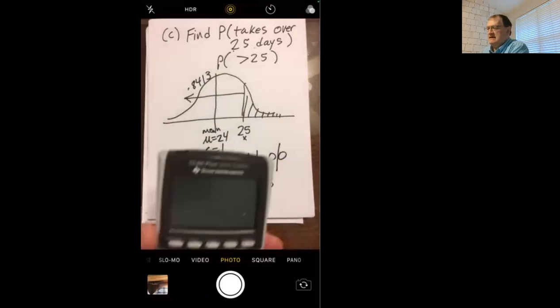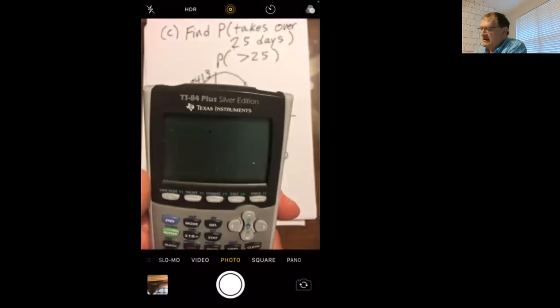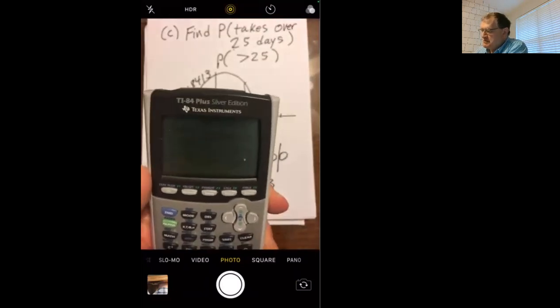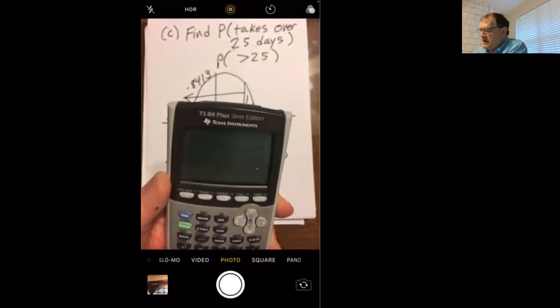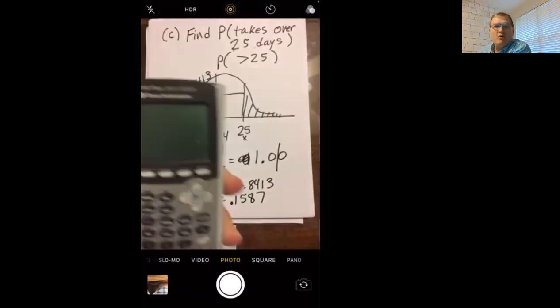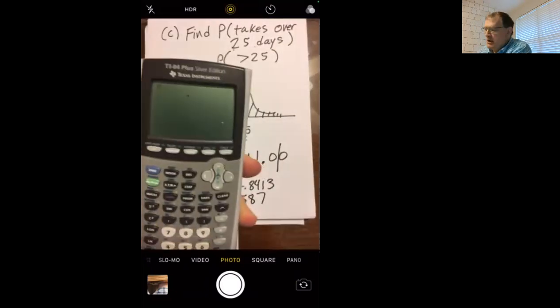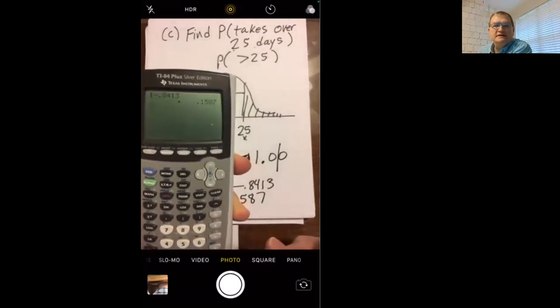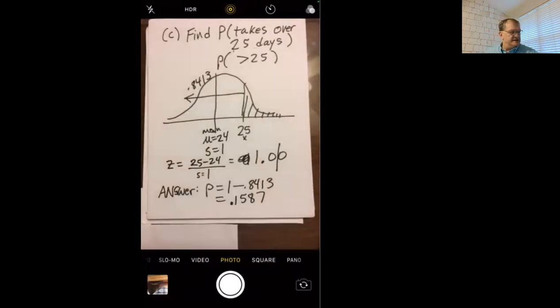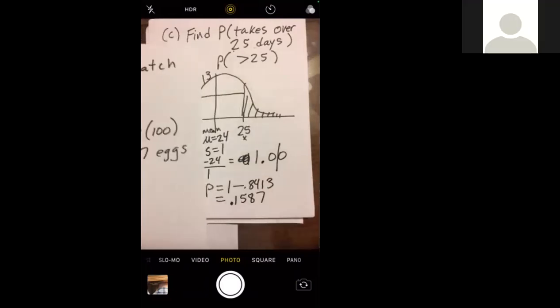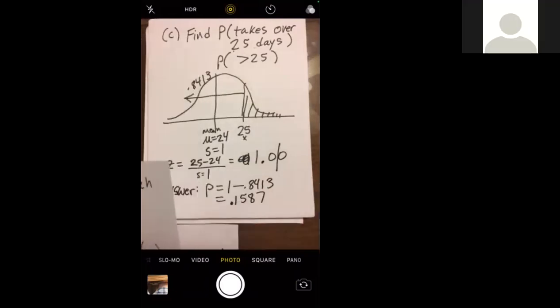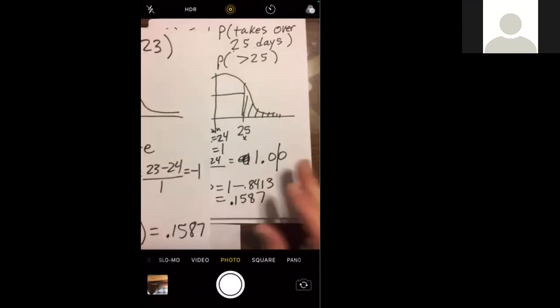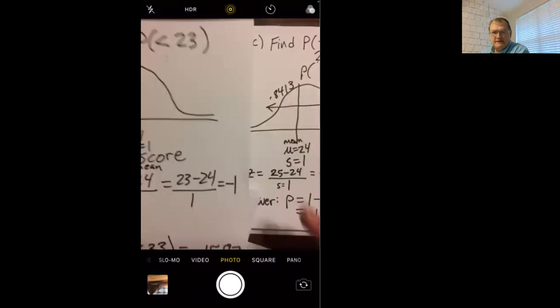Isn't that amazing? How can that be? 1 minus 0.8413 is 0.1587. That's the same answer we got last part. How can that be? It's because the first part was negative 1, and this one is also negative 1. That is exactly why.